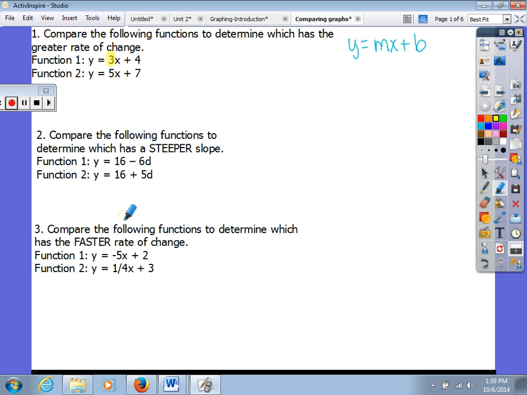Got it? What's our slope of function 2? A 5. Now, if I was to ask you which of these numbers is greater, what would you tell me? The 5 is greater, right? So same thing. The function that's going to have the greatest rate of change is function 2. Okay? Function 2.